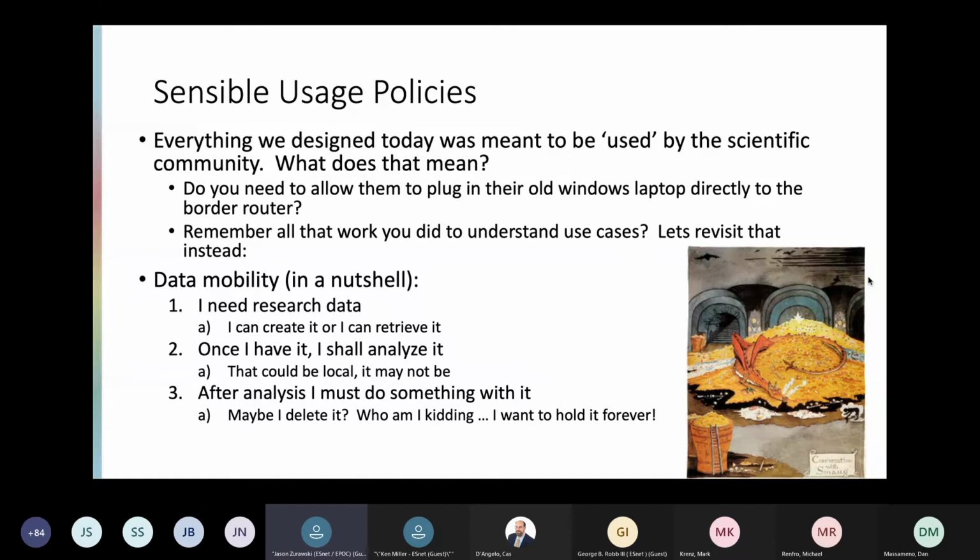And then what happens after you're done with your analysis step? You're going to do something with it. Maybe it gets deleted, probably not. They're going to hold on to it. All of those things are a necessary part of that conversation for understanding what the use case looks like.